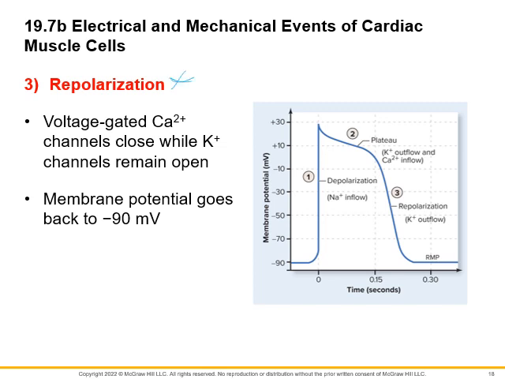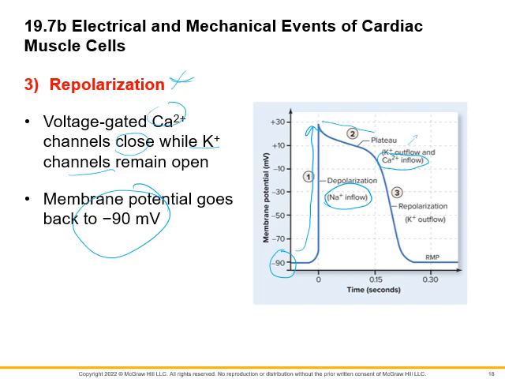Then repolarization happens. We're going to see the calcium gates close. We're going to see the potassium channels stay open, and the membrane drifts back down to its negative 90 resting membrane potential. So here we are at negative 90. Depolarization is going to happen because sodium is flowing in. We have this extended plateau phase because calcium is flowing in.